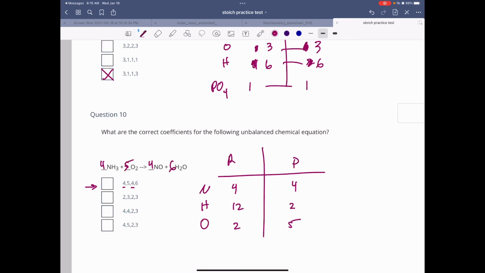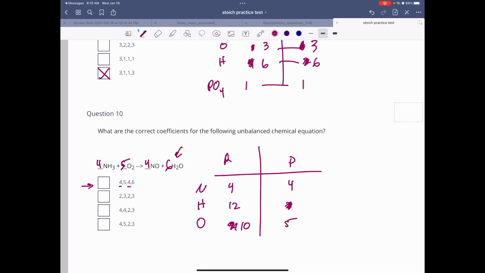So a 5 and a 6 here. Let's add them up. If we do it this way, now we have 10 oxygens here. If we go to this one, we've got 12 hydrogens, and then 4 oxygens and another 6 would be 10 right here. Okay, so it looks like this will work just fine.